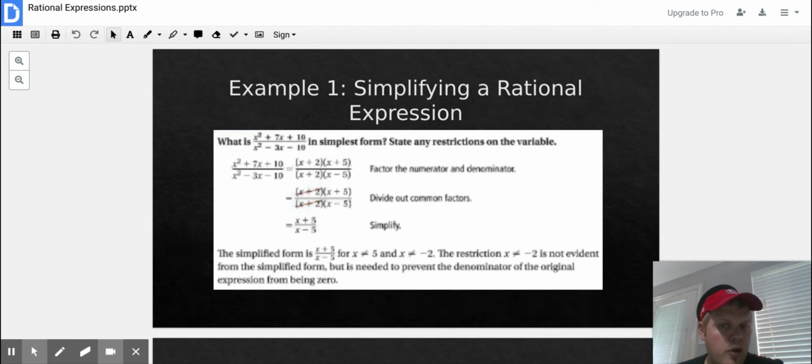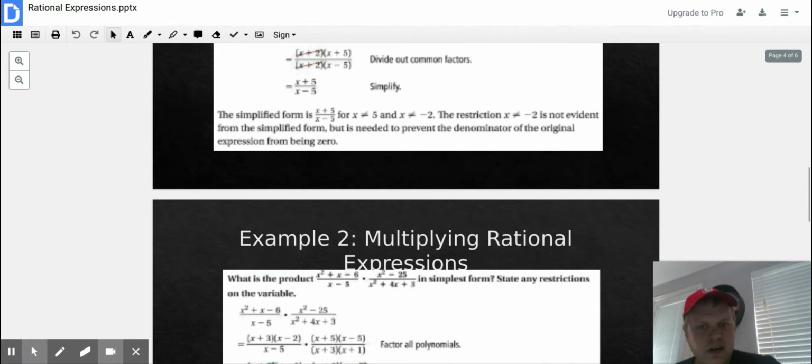From there, you notice that they both have the factor x plus 2 on top and bottom. So those get canceled out, which leaves me with a simplified form of x plus 5 over x minus 5. And the part that gets canceled out, x plus 2, we set equal to 0 and solve for x. So x plus 2 equals 0 means that x cannot equal negative 2, and that's our restriction. If it asks for a restriction, your answer would be x cannot equal negative 2. The simplified form would then be x plus 5 over x minus 5.